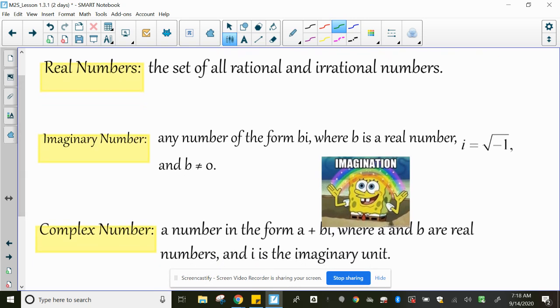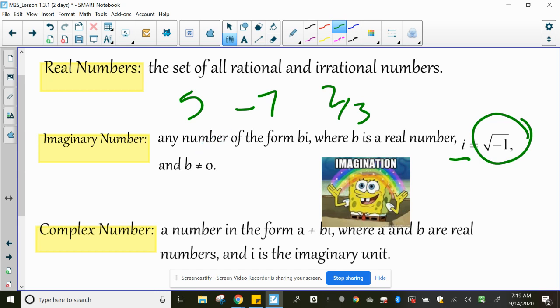A real number is a set of rational and irrational numbers. That's everything you've ever worked with in math, right? Examples of real numbers: 5, negative 7, 2/3, things like that. They're just normal real numbers. An imaginary number is something we haven't really seen before. It involves the unit i. i is equal to the square root of negative 1. That's our big idea for today. You're going to see that over and over again.